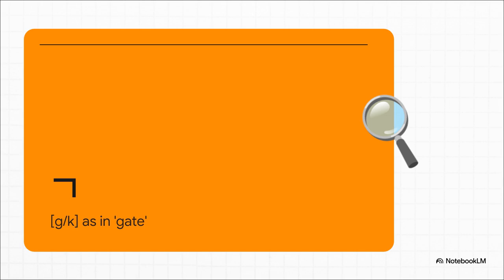Now, sometimes it might sound a little more like a K, but for now, just think of it as a soft G. This next one should be super familiar. It's a simple N sound, just like the N in name. Ready? N. N. Your turn. N. N. Simple, right?